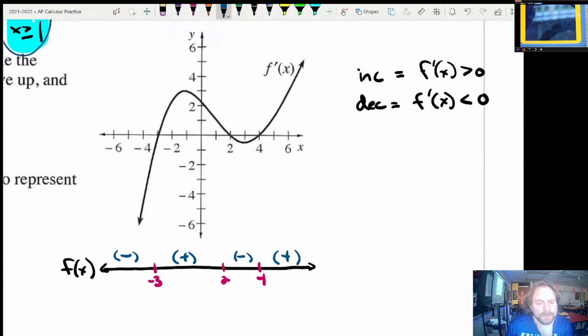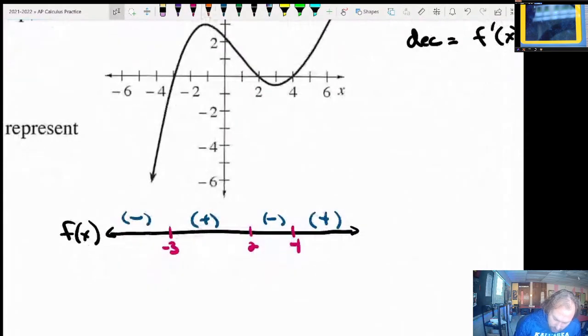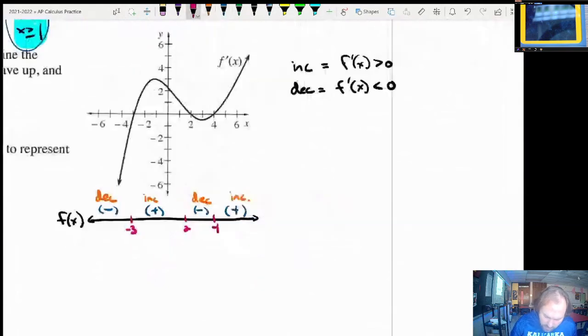So the translation for us is that f of x is decreasing from -infinity to -3, increasing from -3 to 2, decreasing from 2 to 4, and increasing again from 4 to infinity. So we can answer that question right now. Let's write those findings down.